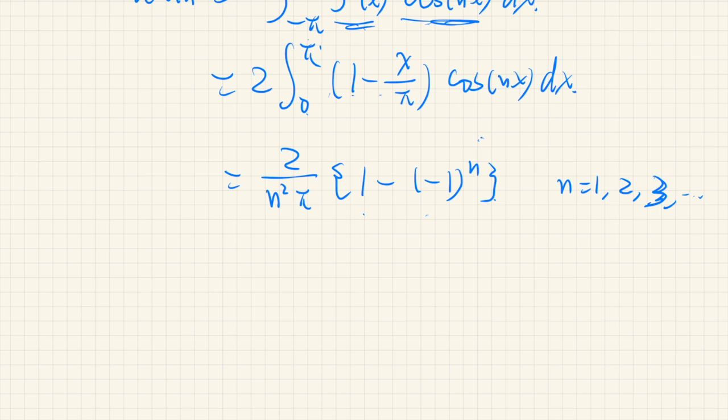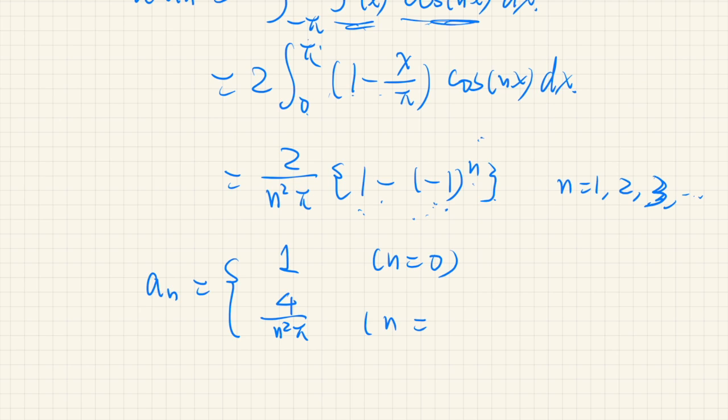So let's summarize the values of an. That is equal to 1 when n is equal to 0. And when n is odd, then this is negative 1, so negative 1 times negative 1 is positive 1. So this becomes 2, 2 times 2, 4. So 4 over n squared pi when n is odd, so 1, 3, 5, and so on. And otherwise, it's 0, for 2, 4, 6, and so on.